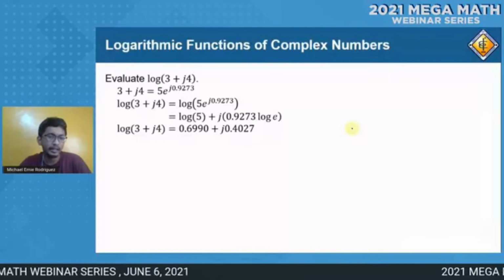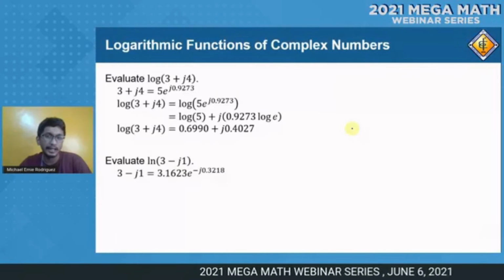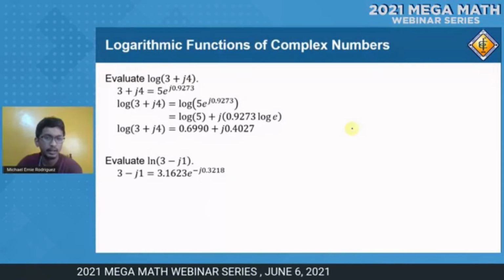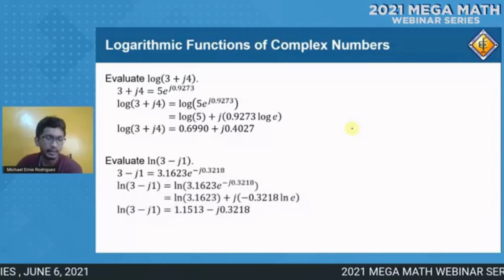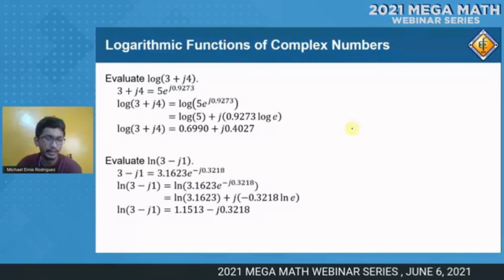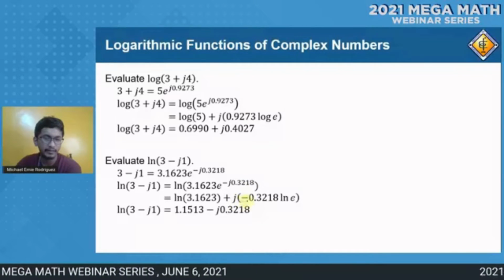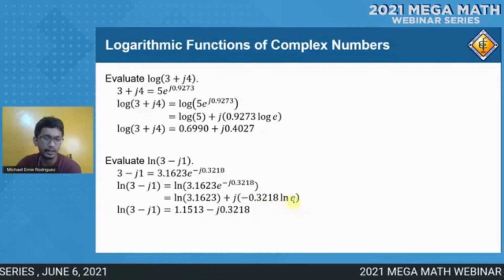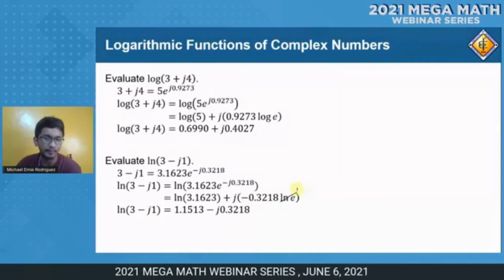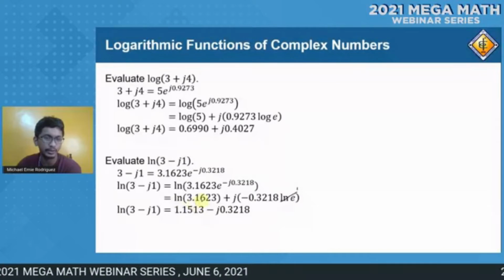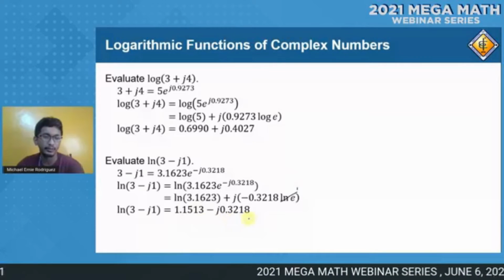Okay. And then next is evaluate ln of 3 minus j1. So convert muna natin yung 3 minus j1. So that is this one. 3.1623 e raised to negative j 0.3218. And then ln of 3 minus j1, that is ln of 3.1623 plus j times negative 0.3218 ln of e. ln of e is equal to 1. Okay? Itong ln of e is equal to 1. So we now have to solve ln of 3.1623. So that is 1.1513 minus j0.3218. Okay?